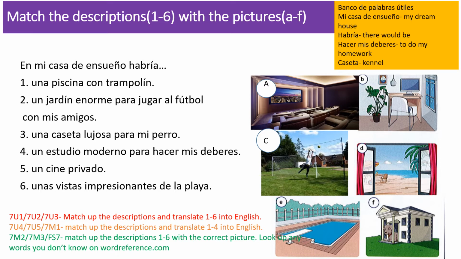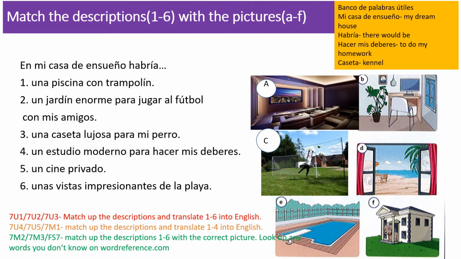Any words that you don't know, my suggestion would be that you look them up on wordreference.com. But a lot of these have cognates in, or there's sections of the sentence that you should be able to work out. You don't need to know what every single part of the sentence means. But for example, in number 3, it finishes with mi perro. So what is mi perro and what picture has that on? You don't need to know what una caseta lujosa is. You just need to know what mi perro is.